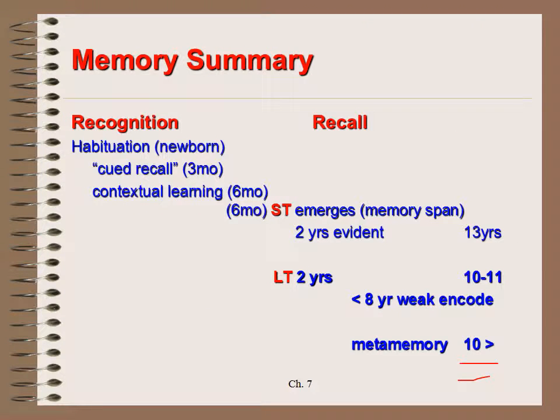So this is kind of a memory summary. We have recognition, which is habituation, which we know newborns have. Cued recall they get a little bit later. If you're able to give them some kind of cue, they're able to recall and select the appropriate response. And of course, contextual learning emerges around 6 months. We have recall, which is short-term and long-term memory. Long-term memory is evident after 2 years of age. And as you get older, you get better at metamemory, which is that ability to know what works best.